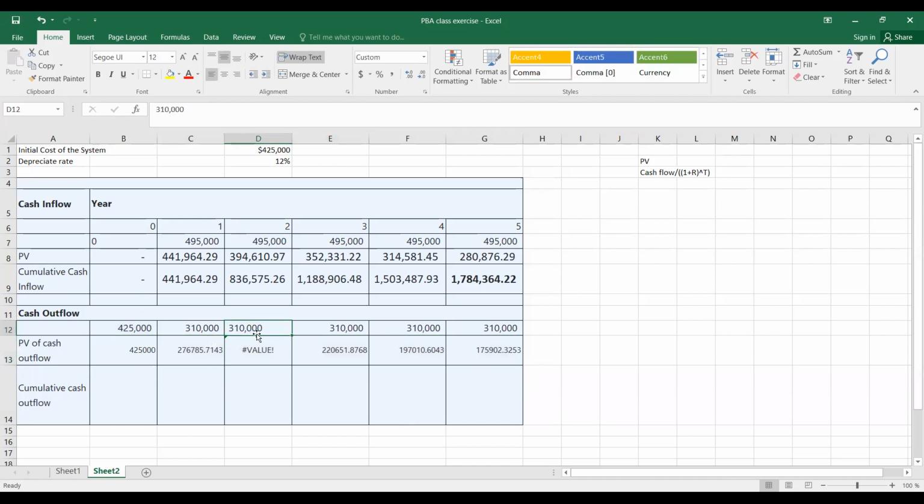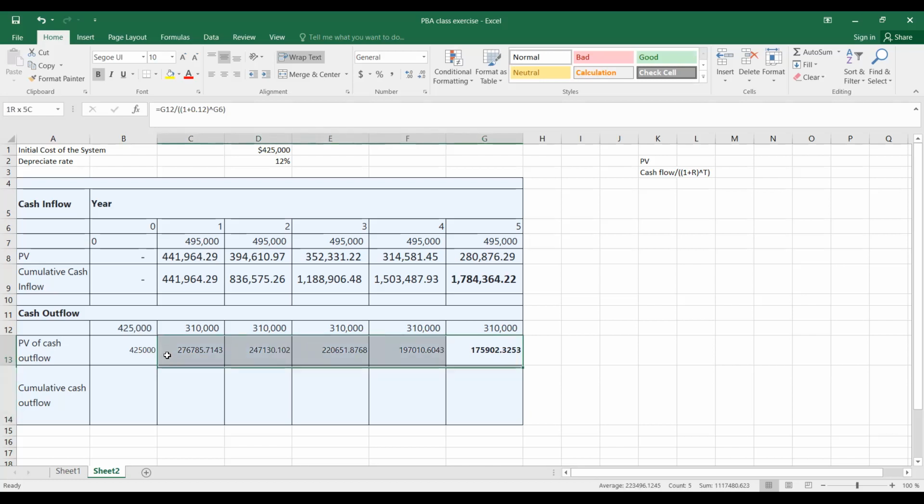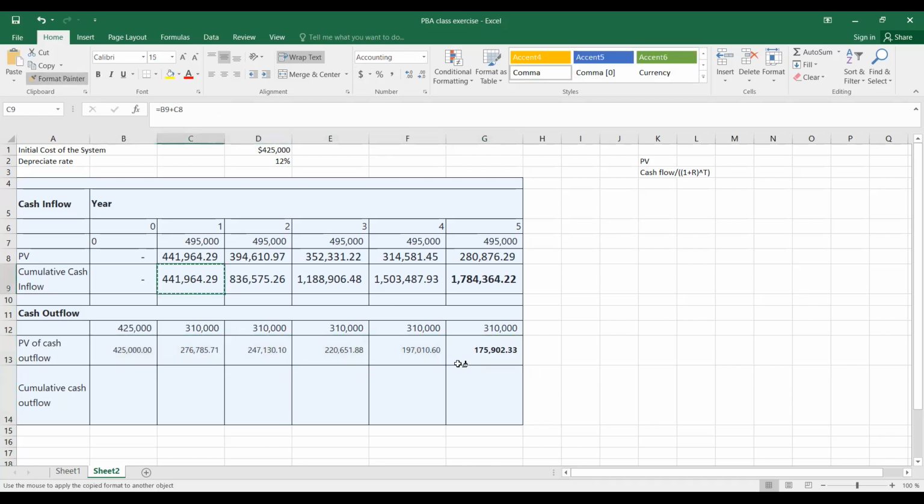Now you get an error over here. Let's go and remove this comma. No, 310,000, there you go. And this is your total cash outflow. And we have some formatting to do. There you go. Likewise, for my printer, I will have this.